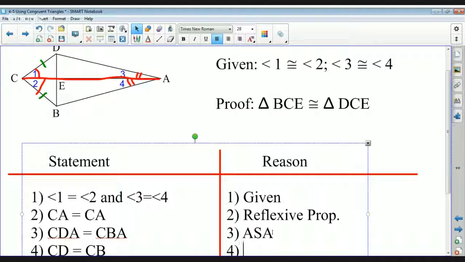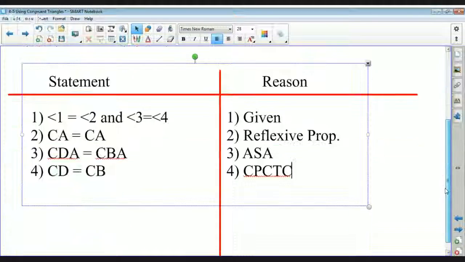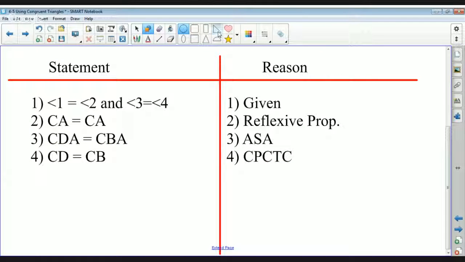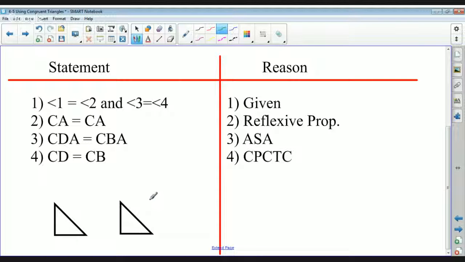And our whole topic so far today, CPCT, and I'm going to put an extra C on the end of it to stand for congruent. So I'm going to do something different down here. Hang with me here. So we have these two triangles here. What I want to show you, here's angle 1 and angle 2. We just proved these two are the same.